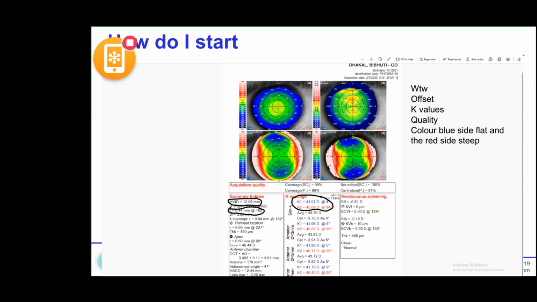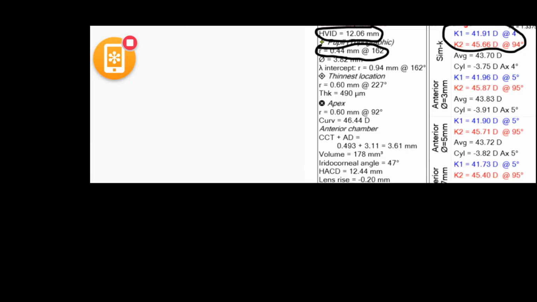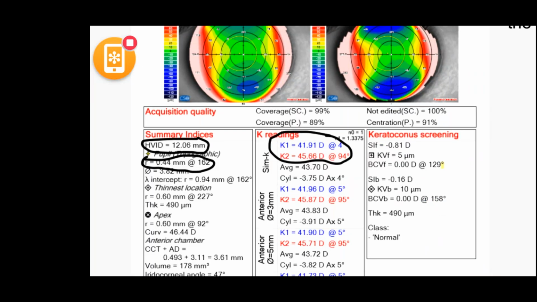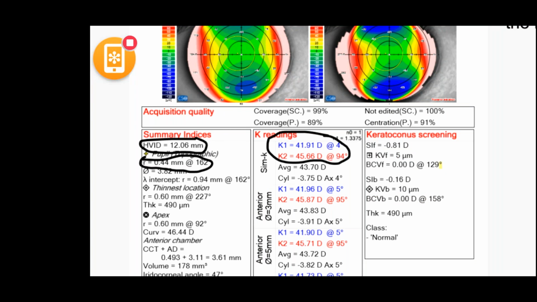Let me just magnify this a little bit. What are you seeing over here, this dot over here? The HVID, the horizontal visible iris diameter, is about 12.6. I want to see how big the cornea is, okay? When we compare Caucasians, like the white people, and we Nepalese, our corneas are quite small compared to the white people. So basically, if the white to white is smaller, you tend to get steeper corneas. That doesn't mean it is keratoconus or something. When you're talking about steepness, you're talking about the keratometric values of the cornea. Okay?